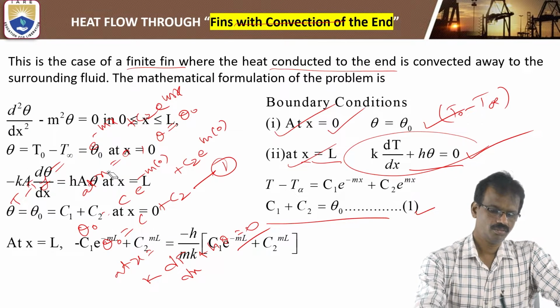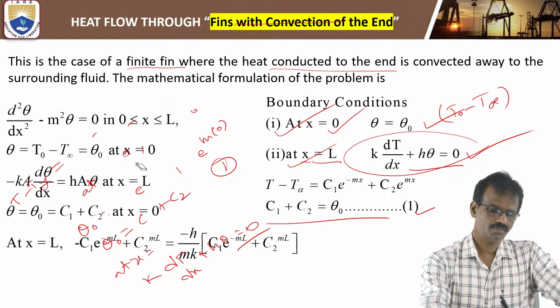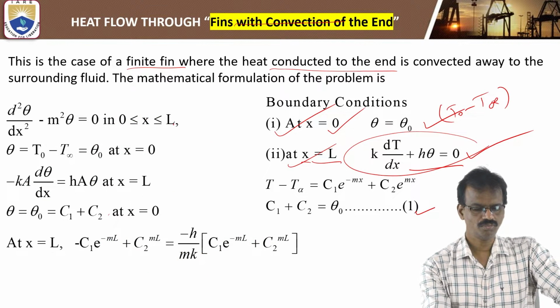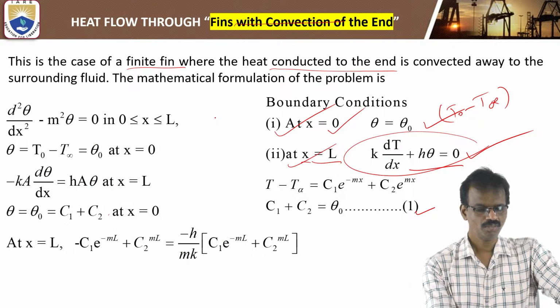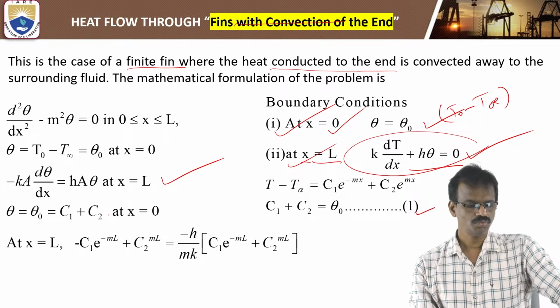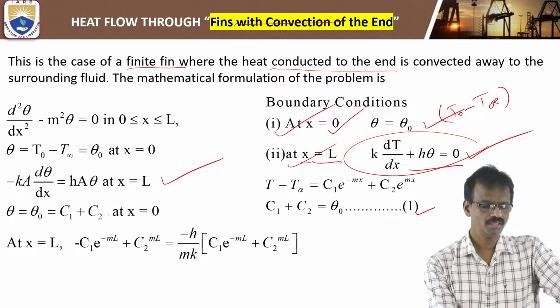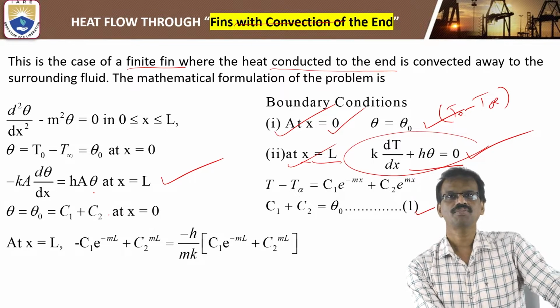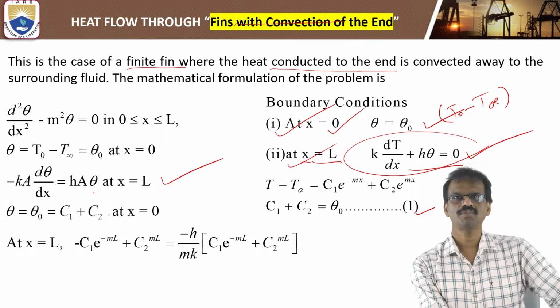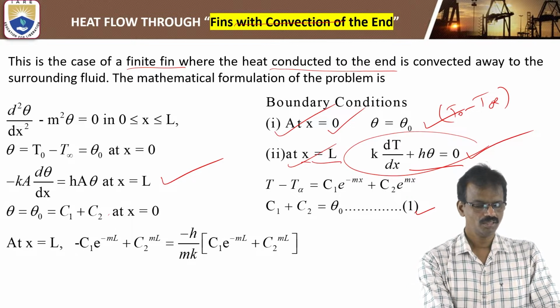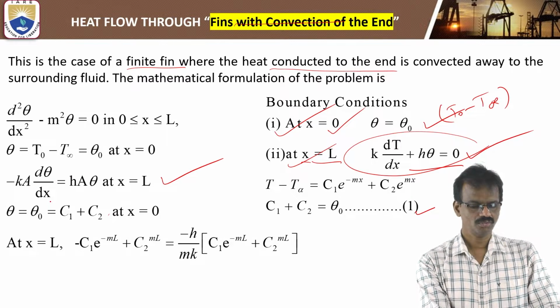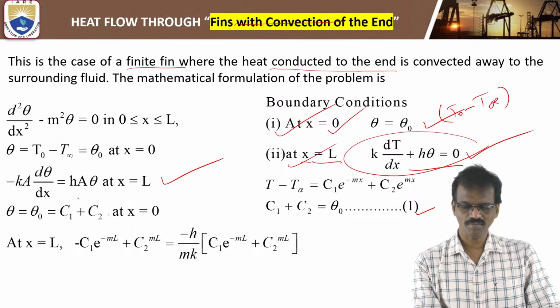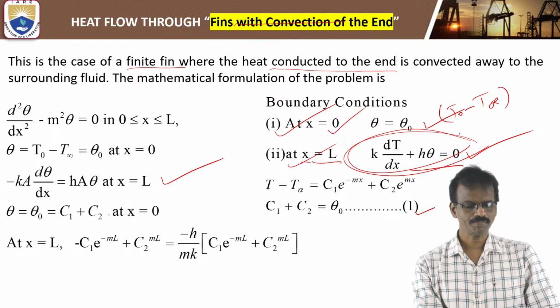So here you can observe that these are the same. This is the second boundary condition: minus k d theta by dx is equal to h theta. So the rate of heat transfer by conduction is equal to the rate of heat transfer by convection. So here A cancels, and the remaining formula will be like this one.